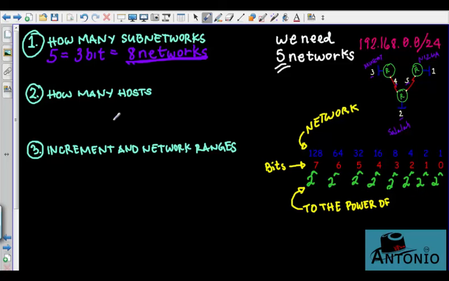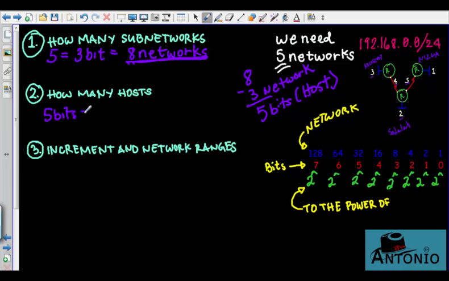All right, so let's see our bits. We have only 8 bits, and we used 3 bits previously. So 8 minus 3, we get 5 bits. This is for your host. The first 3 bits are for your network. Okay, done.